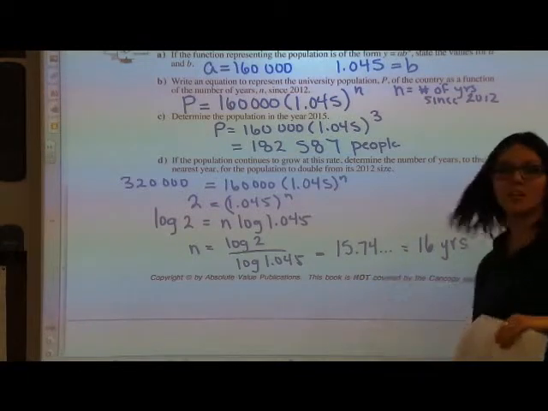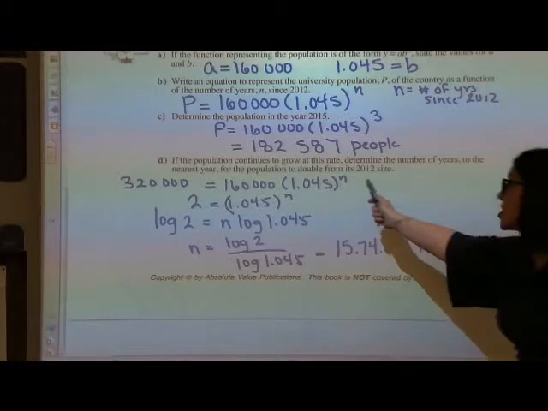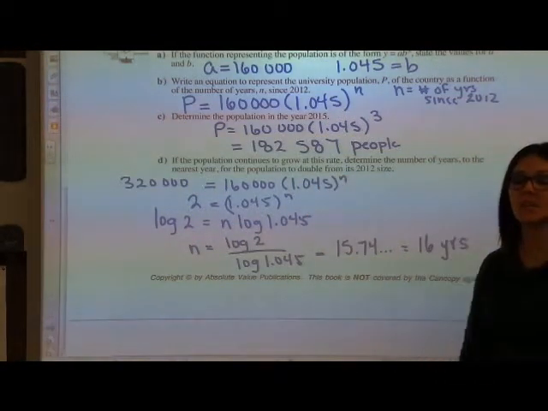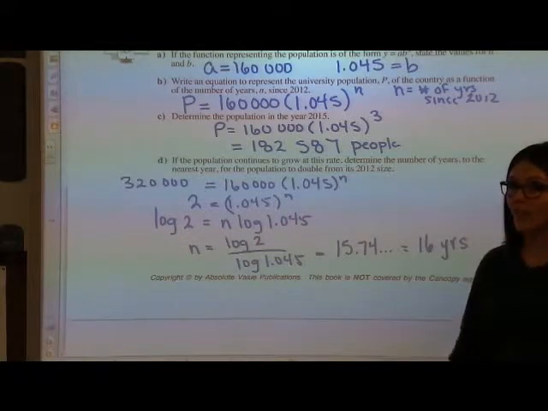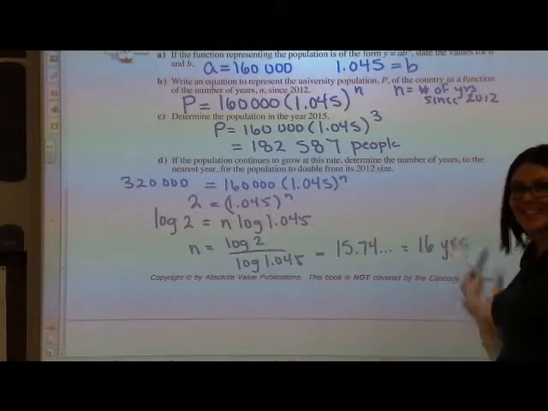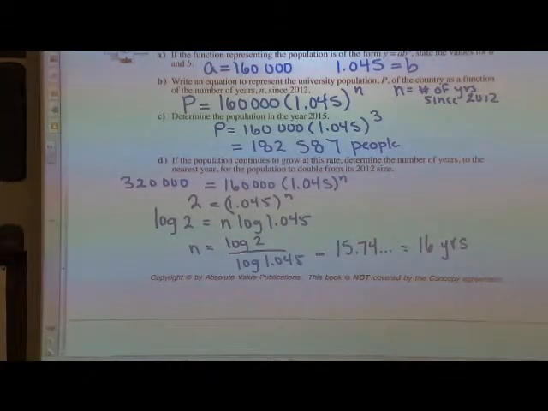Okay. If my answer had been 15.23, would it still take 16 years to double? Or could I say it then would take 15? Wouldn't it still take 16? It still takes 16 because in 15 years, and I can check this, if I go 1.045 to the power of 15 times 160,000, I don't get 320. So it's somewhere between the 15th and the 16th year that it doubles.